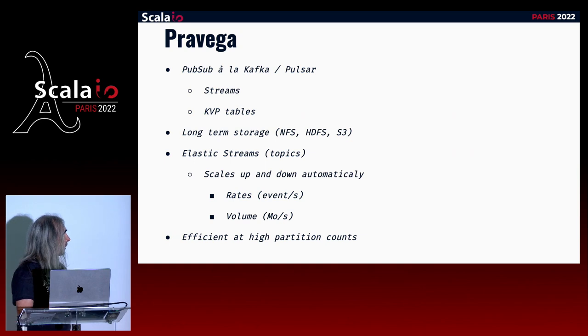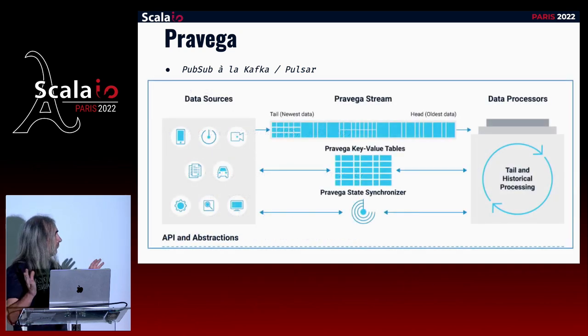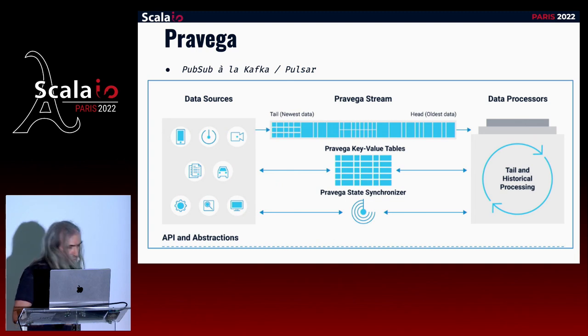So what is Pravega? Pravega is a kind of Kafka. And Kafka is a streaming broker for events, or more like Pulsar. If you know Pulsar, it's nearer to Pulsar. Globally, it's streaming. It's also streams.